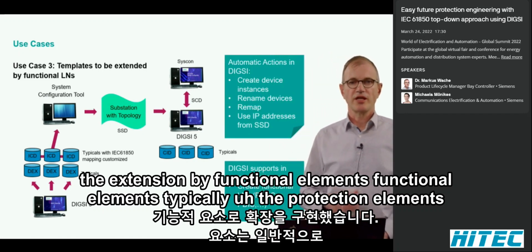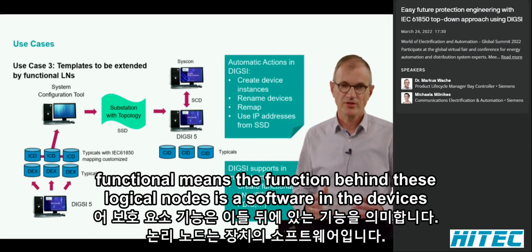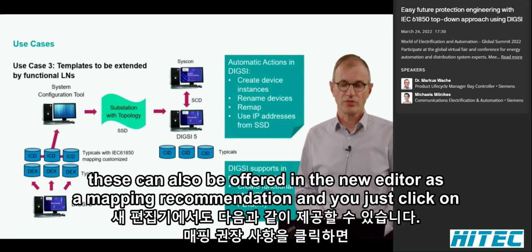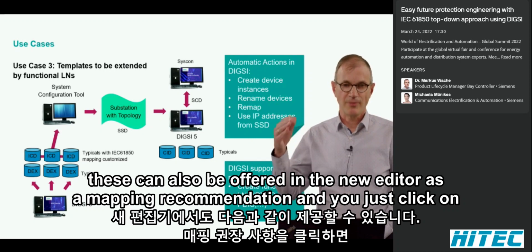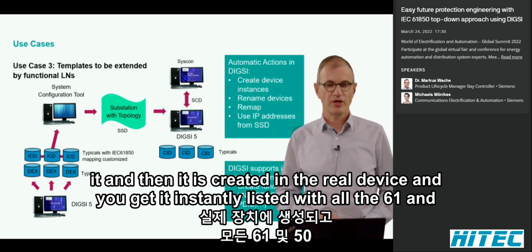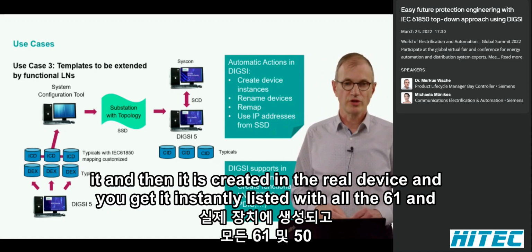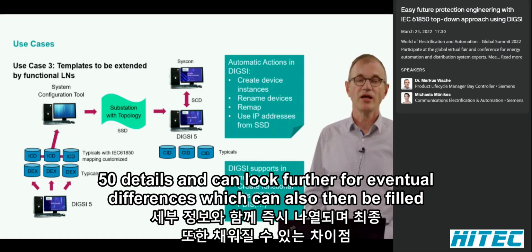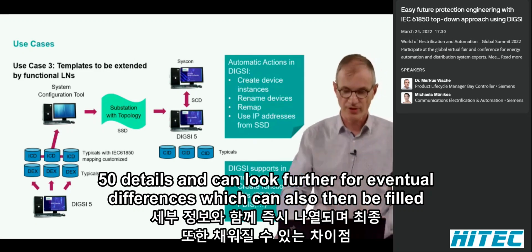Functional LNs typically are the protection LNs. Functional means the function behind these logical nodes is a software in the devices. PTOC is the protection time over current, PDIS is the protection distance, and so on. So these can also be offered in the new editor as a mapping recommendation, and you just click on it, and then it is created in the real device, and you get it instantly listed with all the 61850 details and can look further for eventual differences, which can also then be filled.